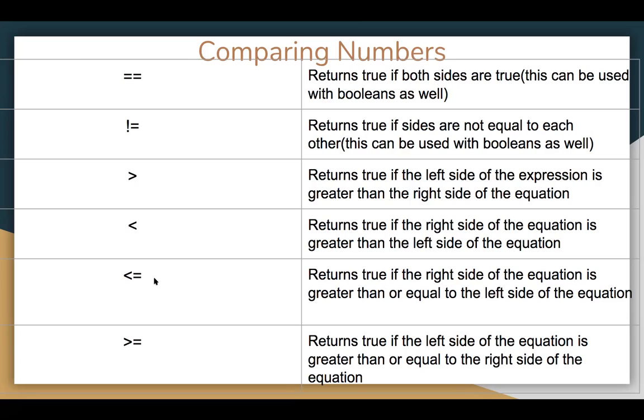So anyways, less than or equal to returns true if the right side of the equation is greater than or equal to the left side of the equation. Okay, that's a little bit weird, but you can understand this, I hope. I'm not going to go over it too much. I'm going to give you some time to read it.